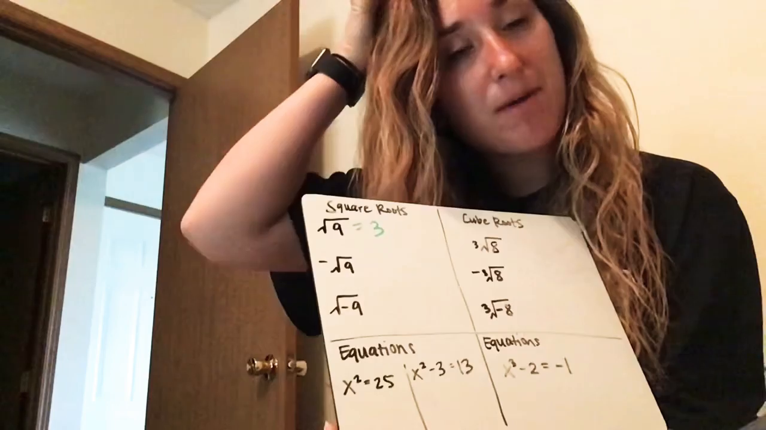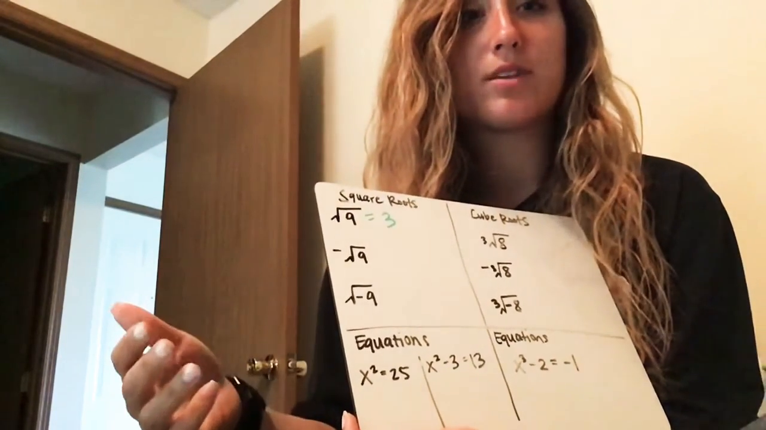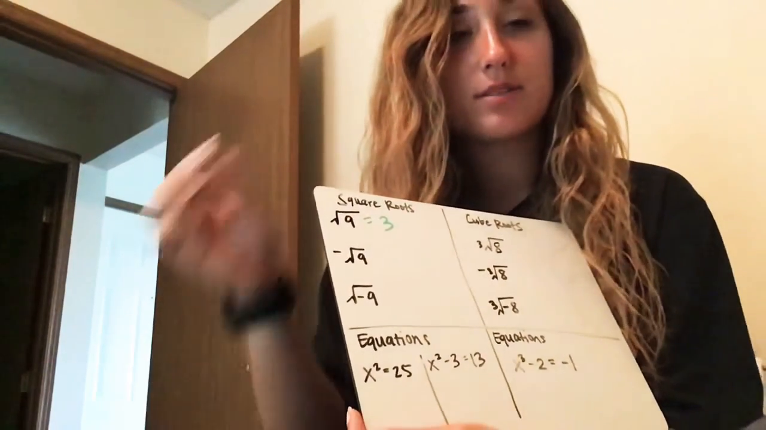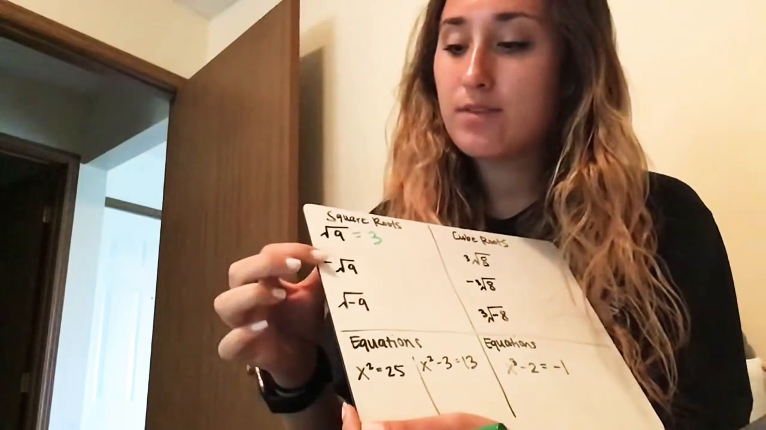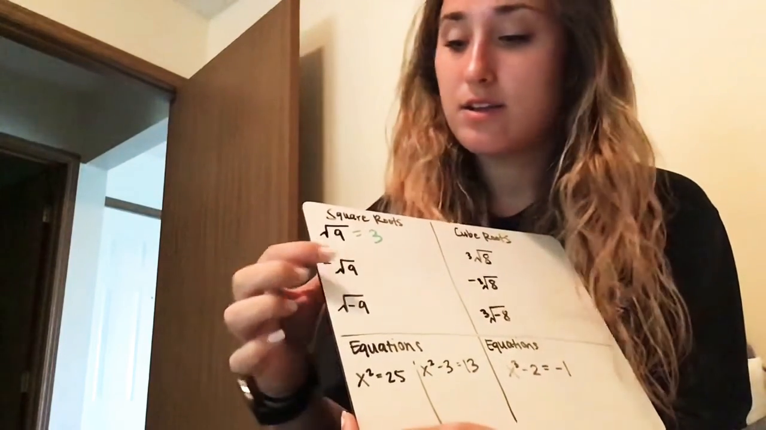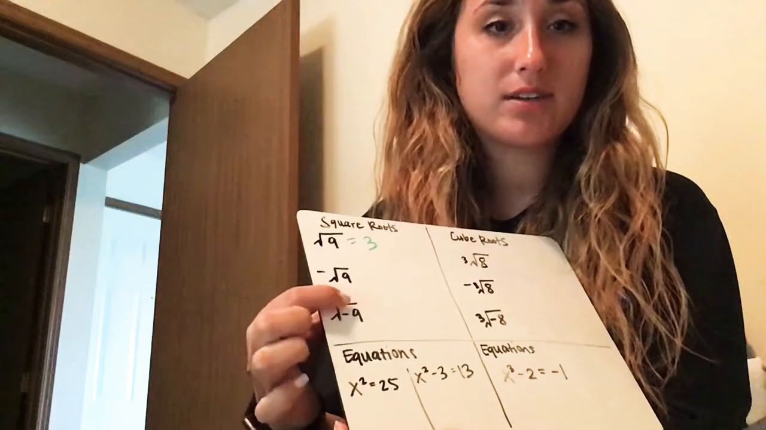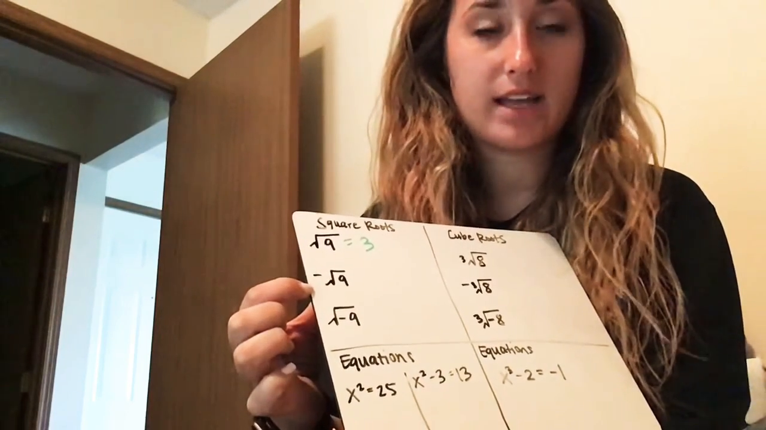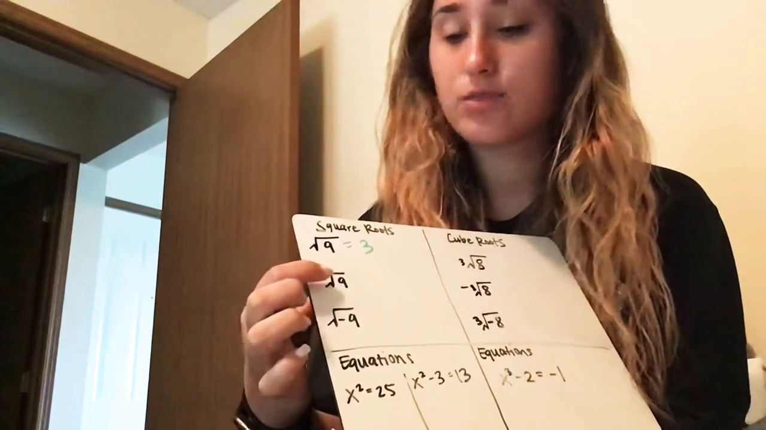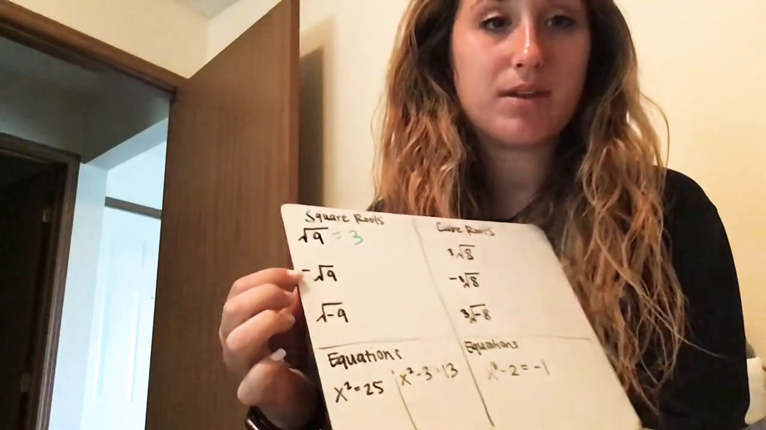But then we have to think about what it means in terms of square roots with negative numbers. So if we have the negative sign out in front, we still take the square root of 9 first and then just tack on that negative sign. So if you have negative square root of 9, then the answer would be negative 3.